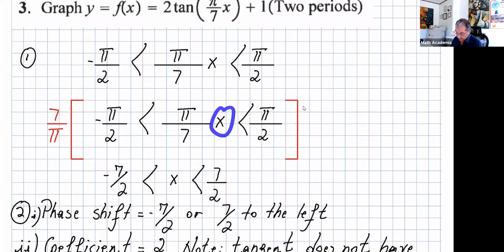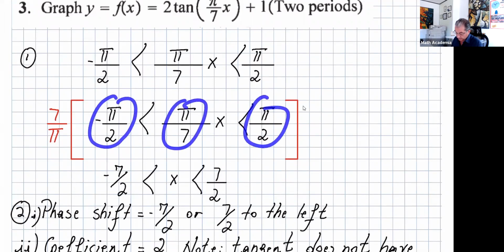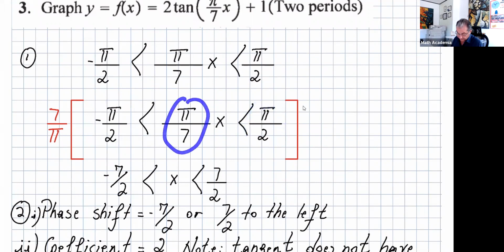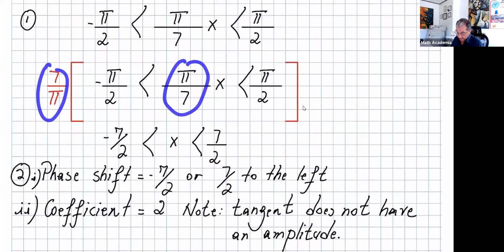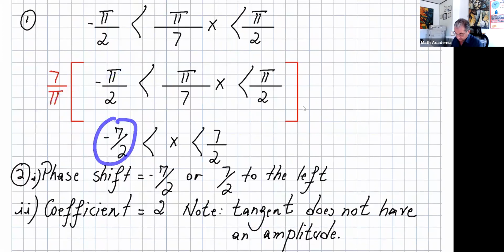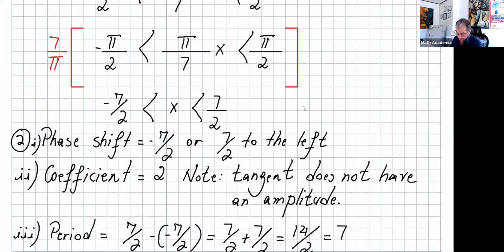Isolate x. How do we isolate x? Multiply every single term by the reciprocal of pi over 7, which is 7 over pi. If you do that, the first one, pi's cancel, so you have -7 over 2, and here it's gone, you're left with x. And here, pi's cancel, you get +7 over 2. So the first period is going to go, this graph is going to go from -7 over 2 to +7 over 2.